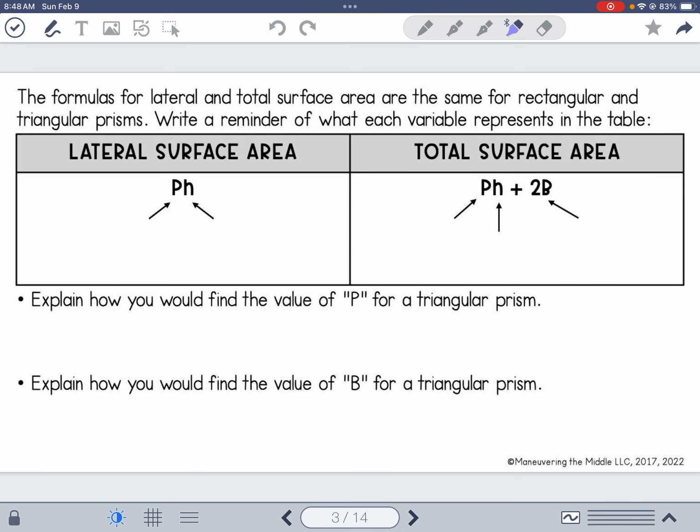Let's talk about this, especially if you were absent yesterday. If you go back and watch the video from yesterday's lesson, you will notice that big P stands for the perimeter of the base. Today, our base is a triangle. So we're going to find the area of that triangle. And then we're going to multiply it by the height of the prism. And then to get our total surface area, we're going to add on 2 bases because I have 2 bases. So let's get started.